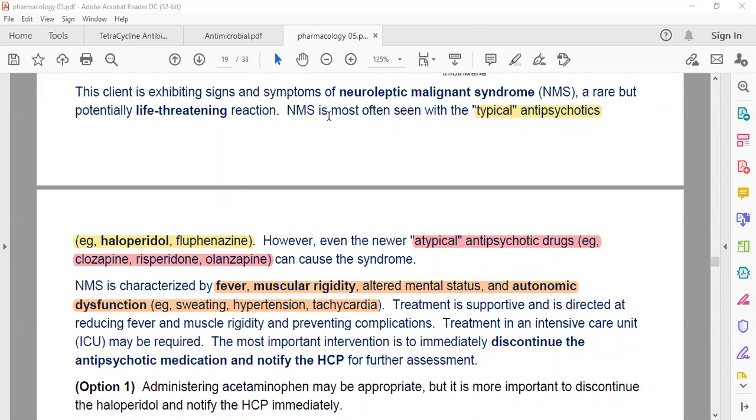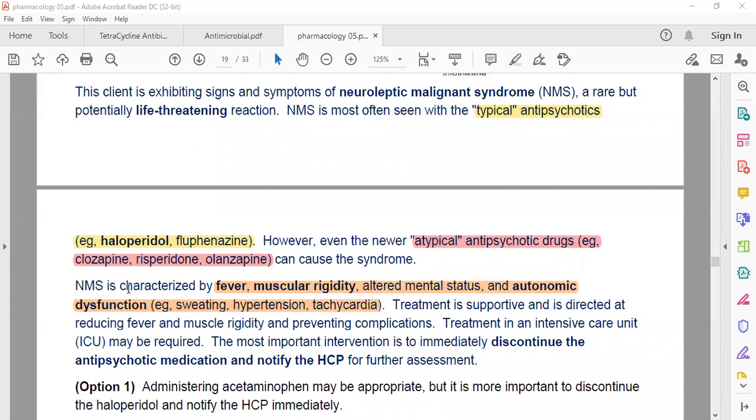Neuroleptic malignant syndrome is most often seen with typical antipsychotics like haloperidol, phenothiazine, fluphenazine, or thorazine. However, even newer drugs, atypical antipsychotics, especially clozapine, risperidone, or olanzapine, can cause neuroleptic malignant syndrome.